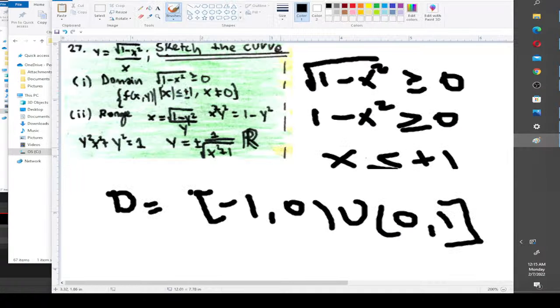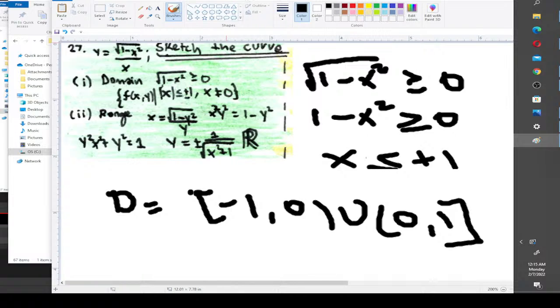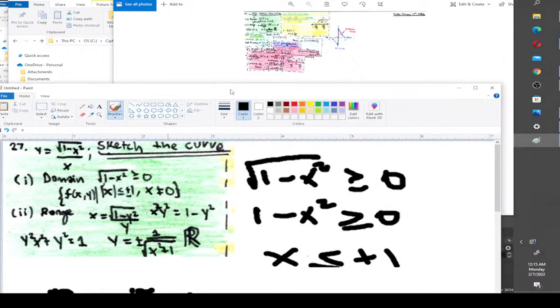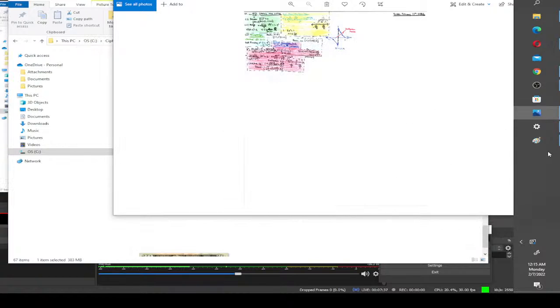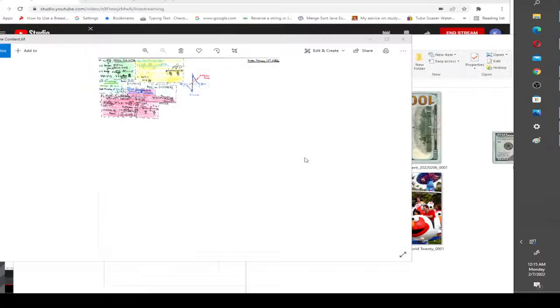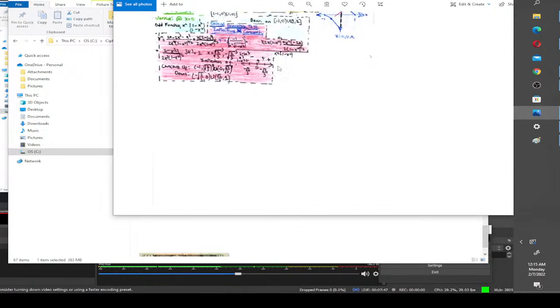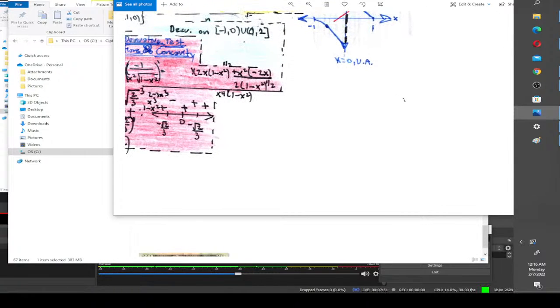Okay, let me go back over where I was before. I thought I had 2 of these open. All right, since I can't get to it, I'll just crop it one more time.